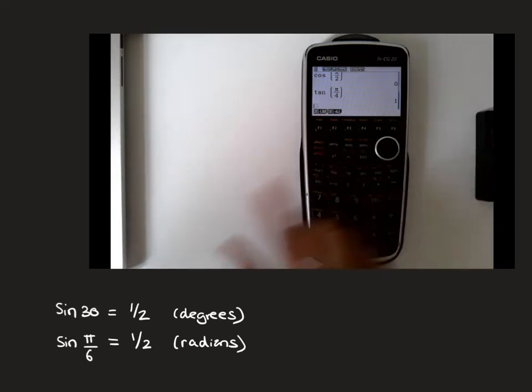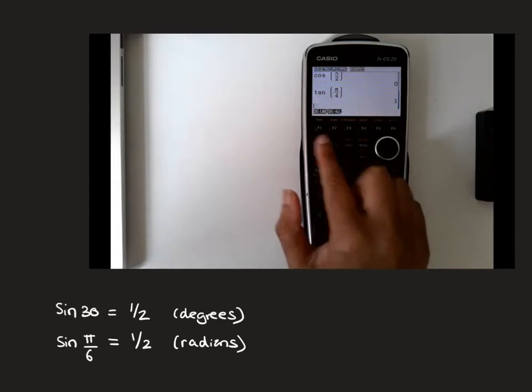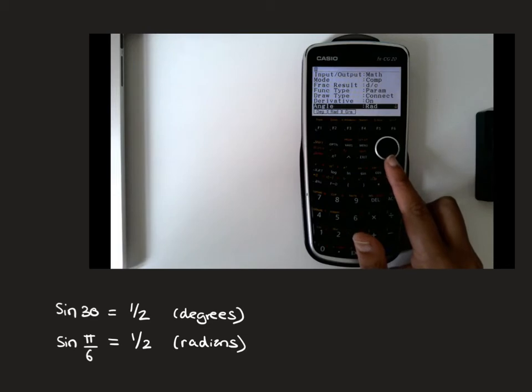So it's always important, before you do any trigonometric calculation at all, to make sure you press Shift, setup, and then always scroll down and check whether your angle is in the correct mode.